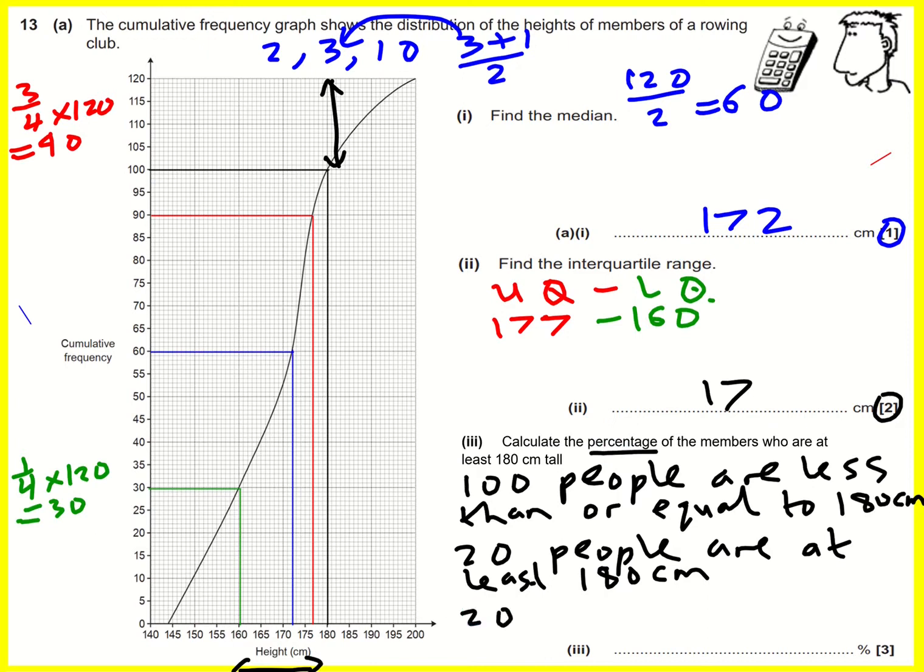So it's going to be 20 over the total number of people times by 100. 20 over 120 is 1/6. 1/6 times 100 is 16.6 recurring. So I've written down the exact answer, and now I think I'll round it, it's only approximate, so I'm going to write it down to 2 significant figures. You might write it down as 16.7 instead.